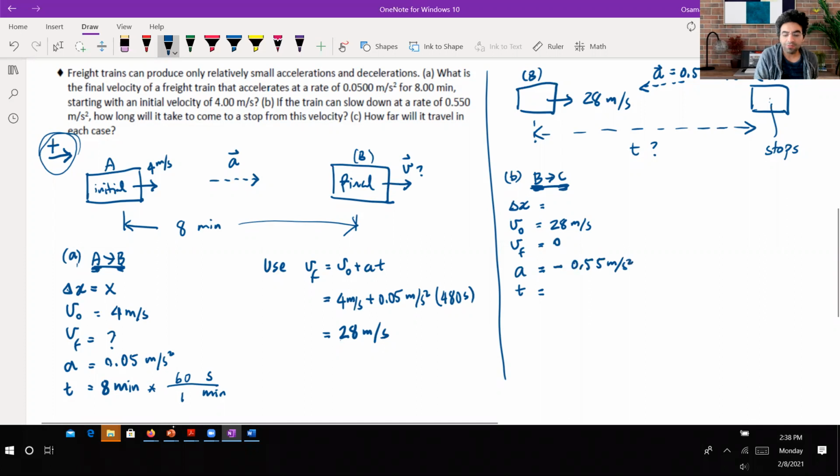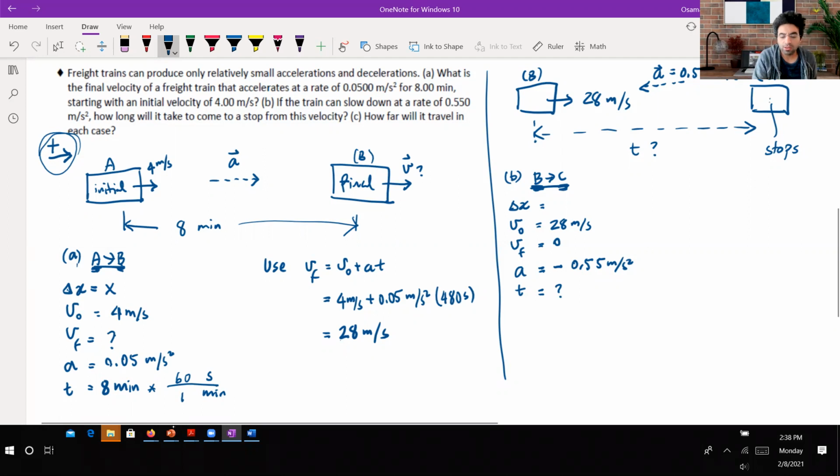Right? And that really is the mathematical way of indicating that this thing is slowing down as opposed to speeding up, which is what was happening in the first problem. In this case, the acceleration is in the opposite direction of what I'm calling positive, so I'm going to give it a negative sign. And the time is the thing that I'm looking for. I'm looking for how long it takes for this thing to stop, so I'm trying to find the time in this case.